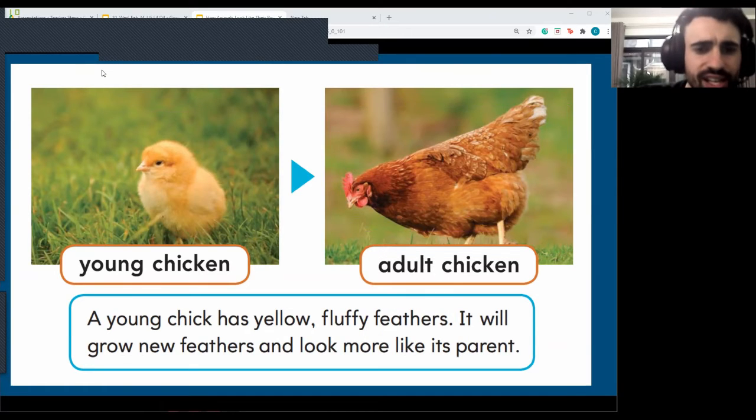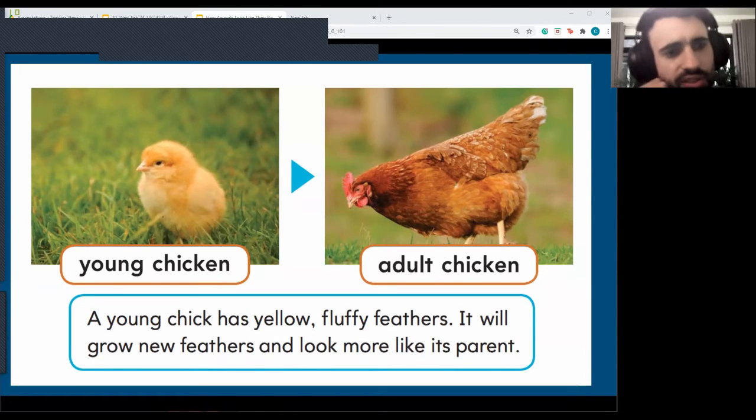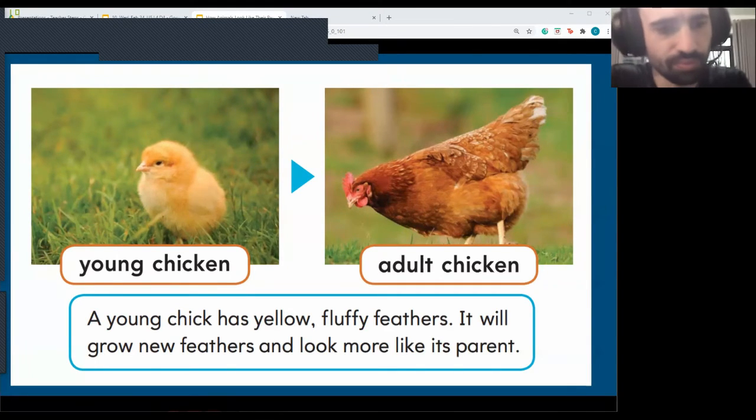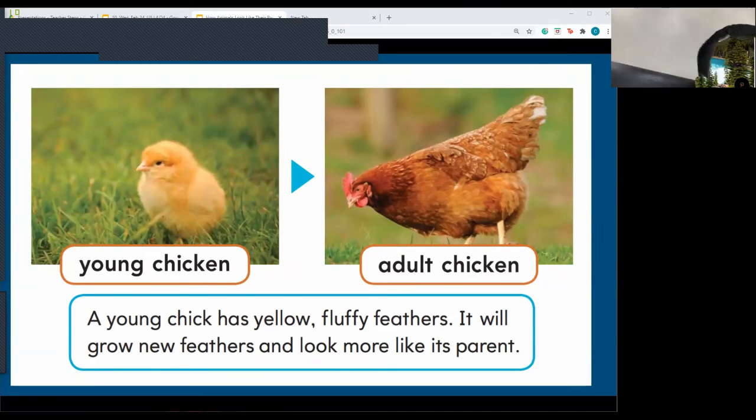Are their feathers similar? No. What is different about their feathers? The feather of the adult chicken is brown and the young chicken is yellow. Thank you.